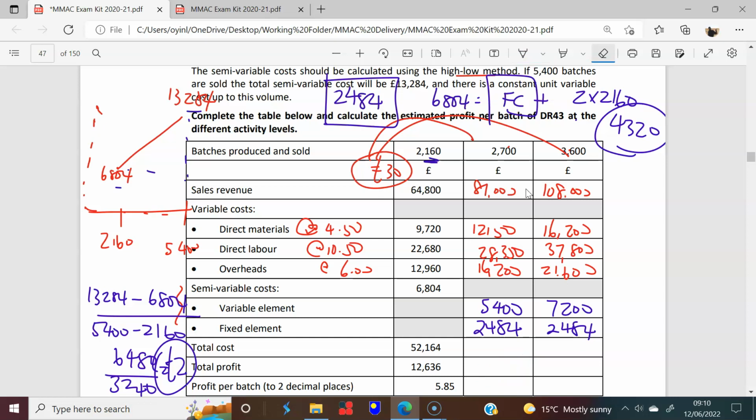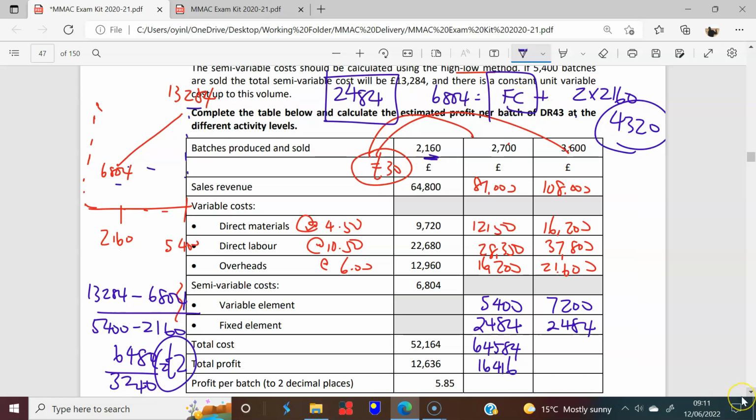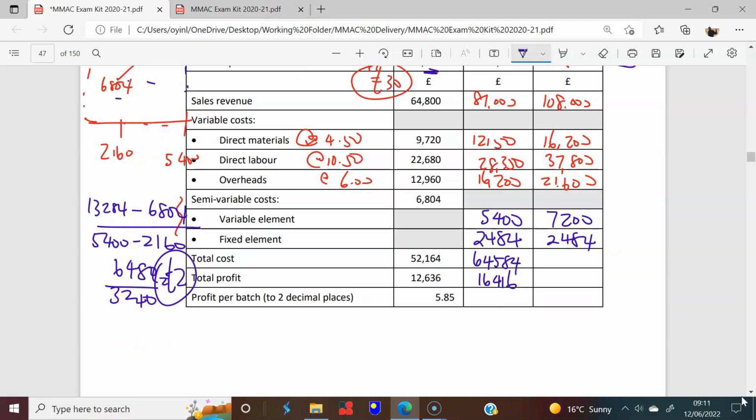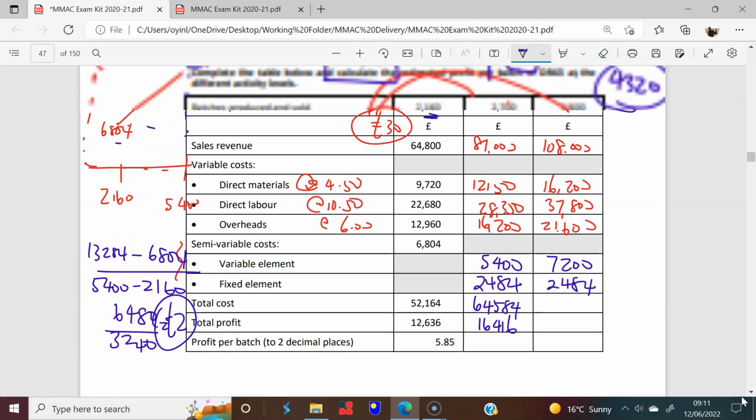So these figures will be wrong. Let's just add that through again. So we have 12,150 plus 28,350 plus 16,200 plus 5,400 plus 2,484, and that's 64,584. And when you take that away from the 81,000, that makes a bit more sense: 16,416. My profits just seemed a bit odd, they were less than the original year. So now you can divide that by the total number of batches, which is 2,700, and voila, this is £6.08. Just repeat the same thing for 3,600.